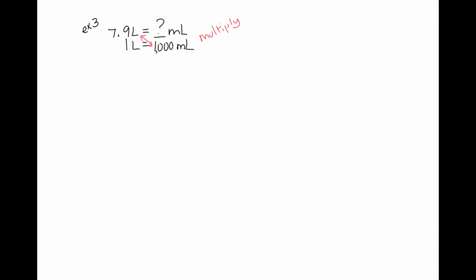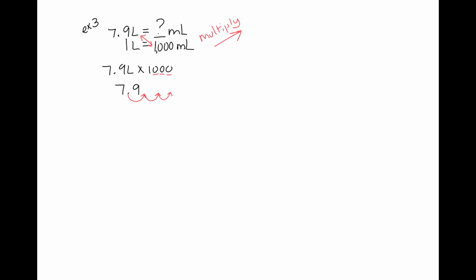So, now I need to set up my problem. I have 7 9/10 liters, and I'm going to multiply by 1,000. Now, 1,000 is a power of 10. So the strategy that we learned last week tells us we need to move our decimal. I count my number of zeros. I have 1, 2, 3. This means we're moving our decimal 3 times. Now, when we multiply, we move our decimal to the right. So, taking my problem, 7 9/10, that means I'm going to move my decimal 3 places to the right.